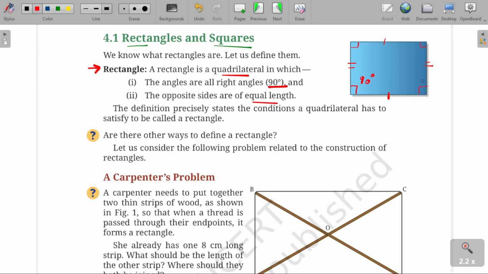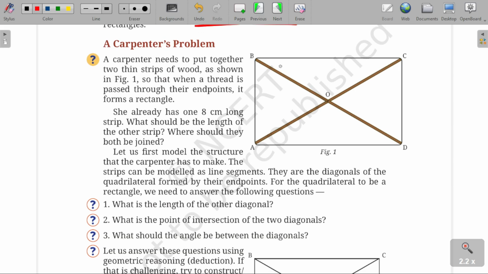See, this is the basic property of a rectangle as a quadrilateral. So the definition precisely states the conditions a quadrilateral has to satisfy to be called a rectangle. Are there any other ways to define a rectangle? This is a very interesting question. That means, are there any other reasons by which we can find out whether a given quadrilateral is a rectangle or not, right? So let's consider the following problem related to the construction of a rectangle. Here, look here. There's a carpenter's problem.